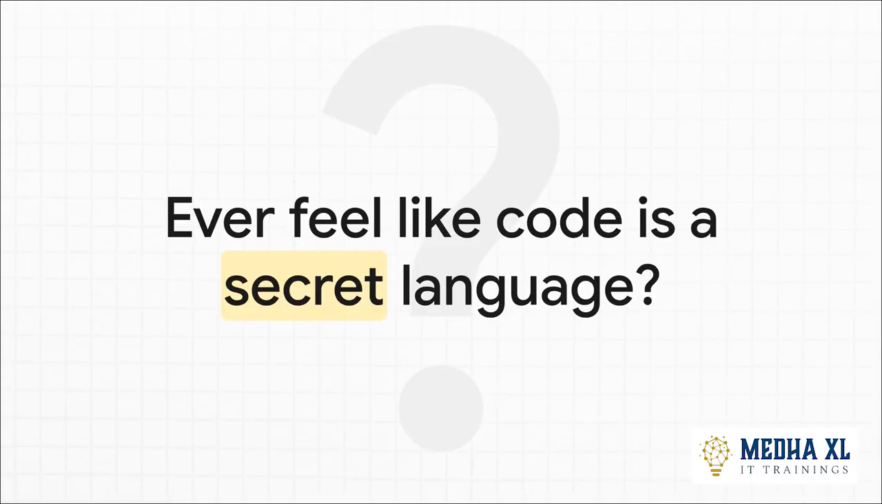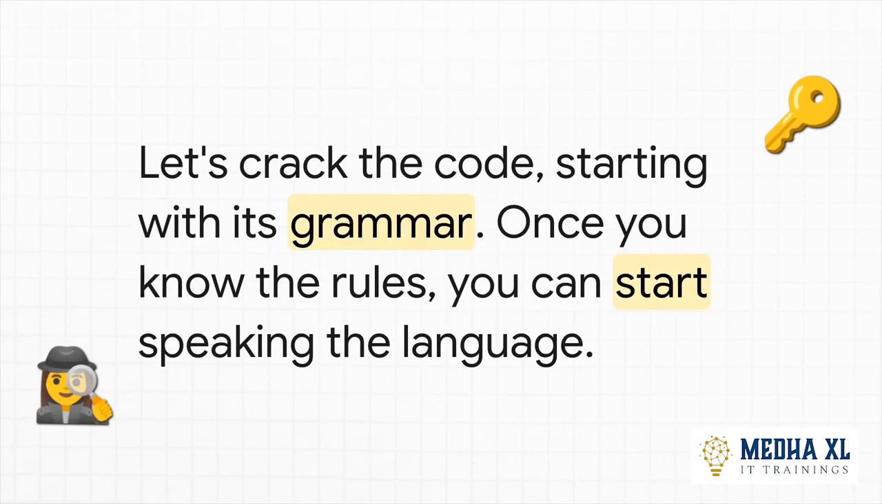Have you ever stared at a screen full of code and just thought, what am I even looking at? It can feel like you're trying to read a secret language, right? Well, if you felt that, you're definitely not alone. But here's the thing. Every language, even a programming one, has rules. And that's exactly what we're going to do today. We are going to crack that code by learning its grammar, because once you understand the rules, you can finally start speaking the language yourself.